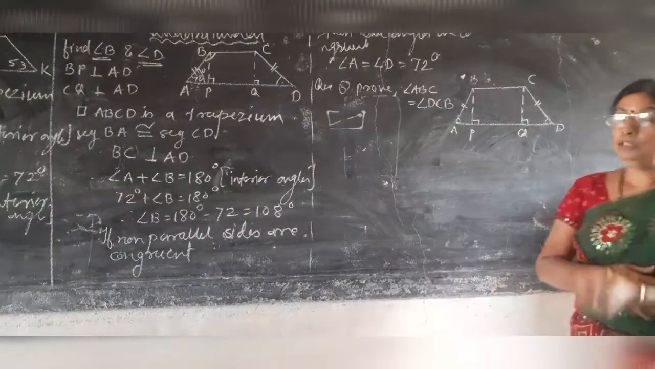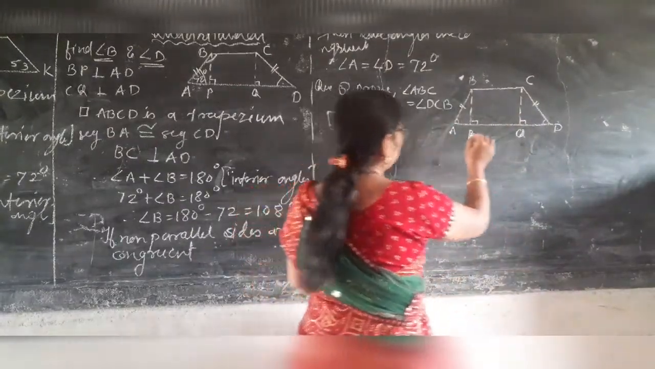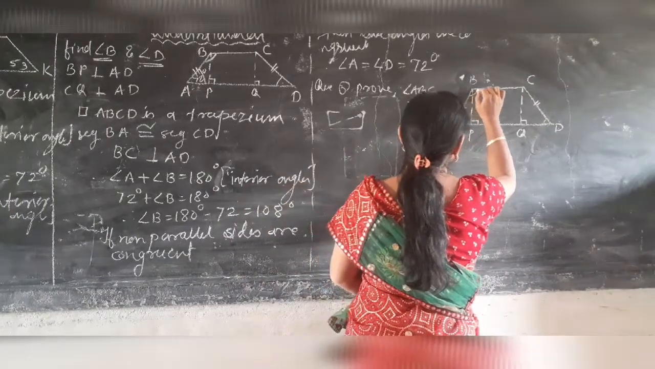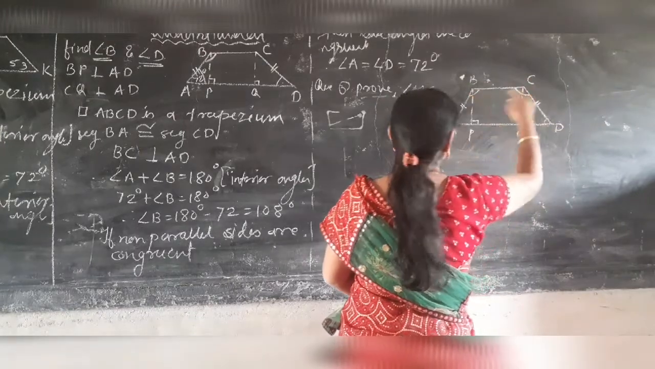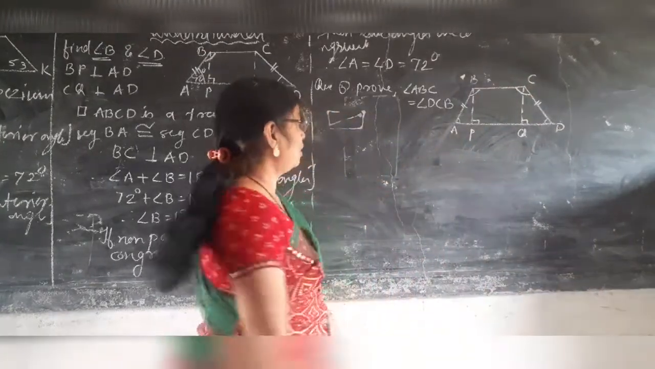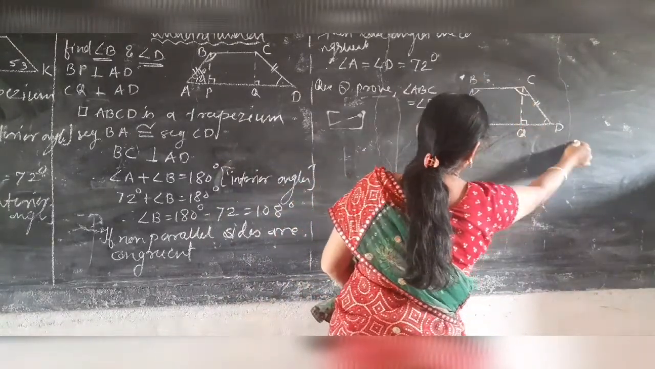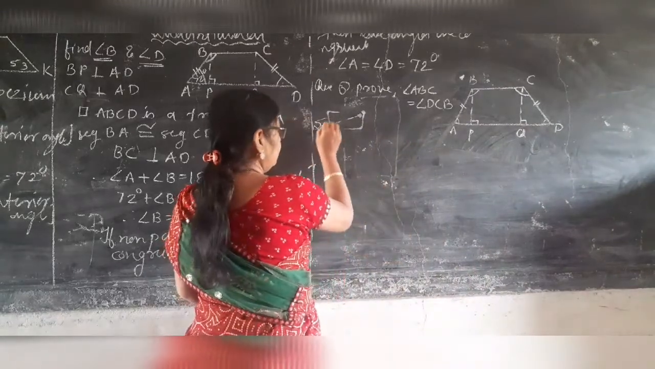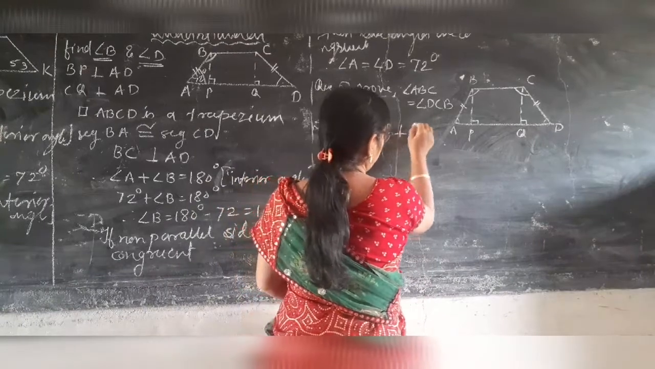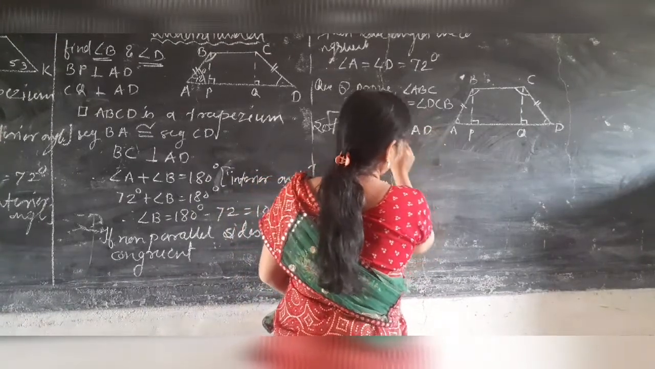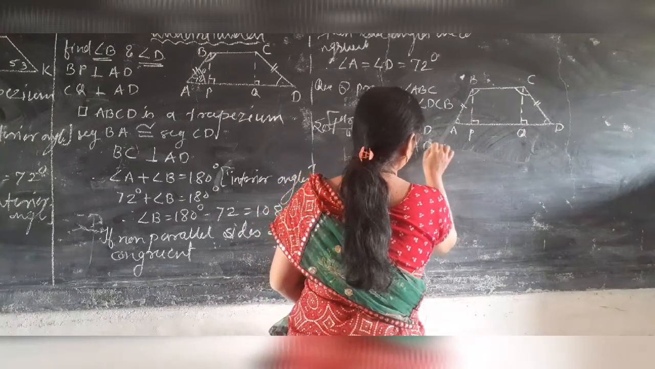Now see here, what is the third problem? Here also a trapezium is given and you have to prove that angle ABC is congruent to angle DCB. These two angles you have to show congruent. And what is given? BP is perpendicular to AD and CQ is perpendicular to AD. Now let's start the proof. Solution. What is given? BP is perpendicular to AD and CQ is also perpendicular to AD.